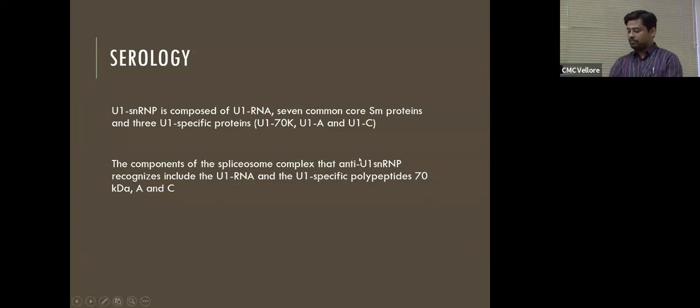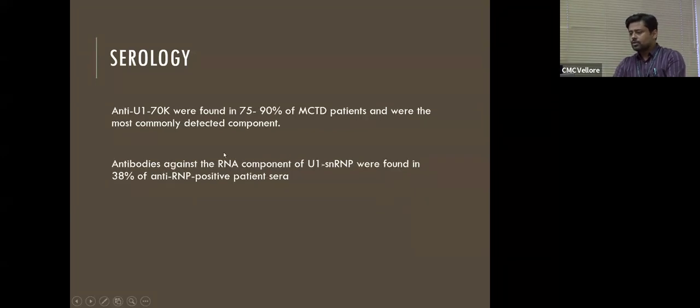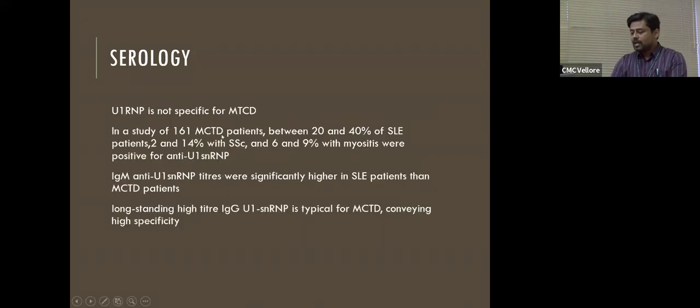If you have the capacity to do that, this is the antibody, not the whole complex. This is a spliceosome complex; let me remind you that it works with splicing of mRNA. In 75 to 90% of MCTD patients, antibodies against this component were present, and the RNA component was only in 38%. So it's not the more specific one, it's the 70K.